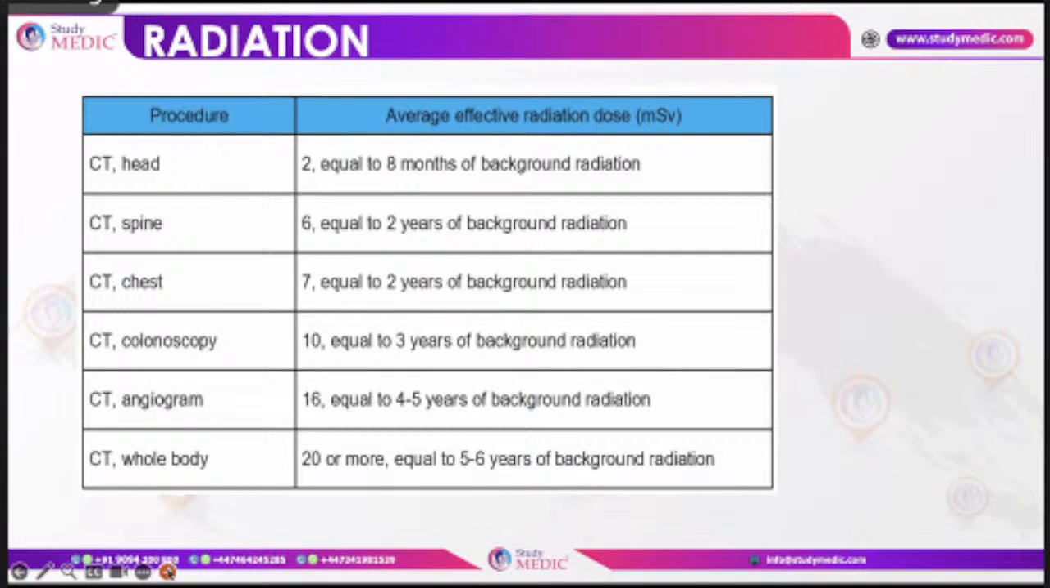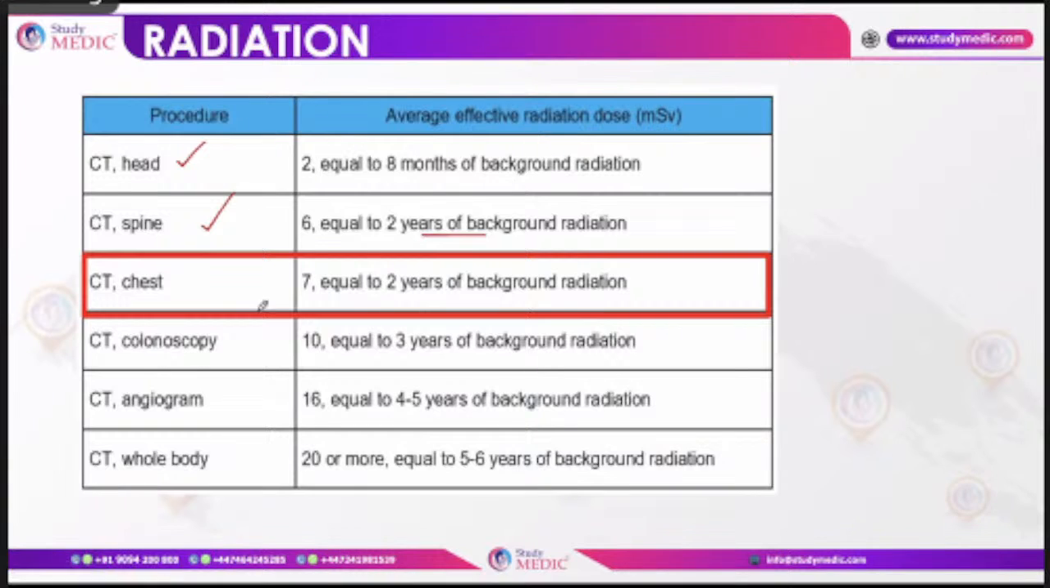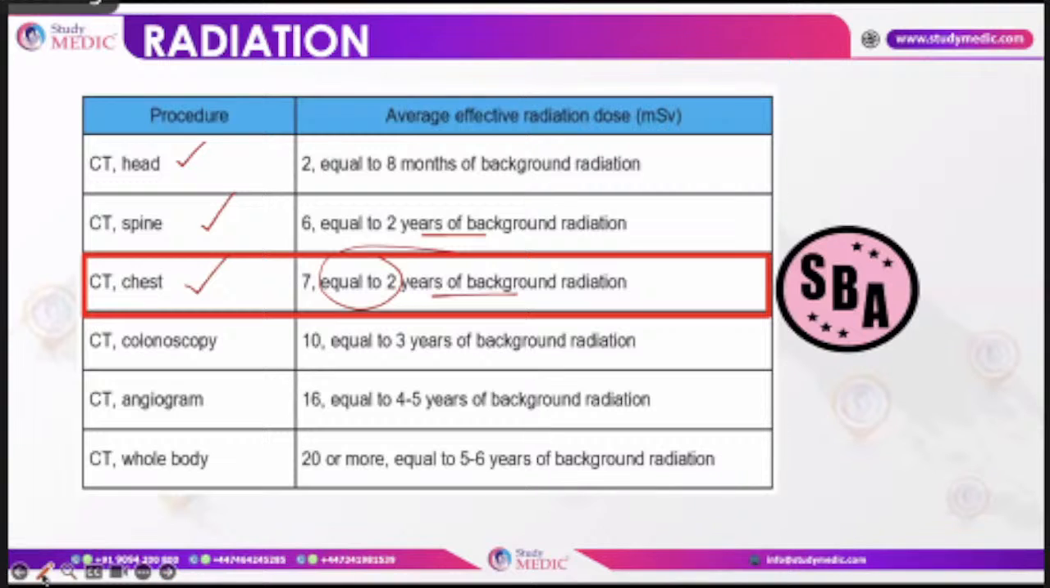Now, this is also one of the questions for different procedures: what is the average effective radiation dose? For example, if you think of head, it is equal to 8 months of background radiation. CT spine is equal to 2 years. CT chest, 2 years. Do you need to know everything? Actually, in the previous exam, they asked CT chest. For example, in case of choriocarcinoma, if you're suspecting it in X-rays, you will go for CT chest, or even PET CT. So you need to counsel the patient. Remember, it is equal to 2 years of background radiation. Again, this is a single best answer. So just remember that.